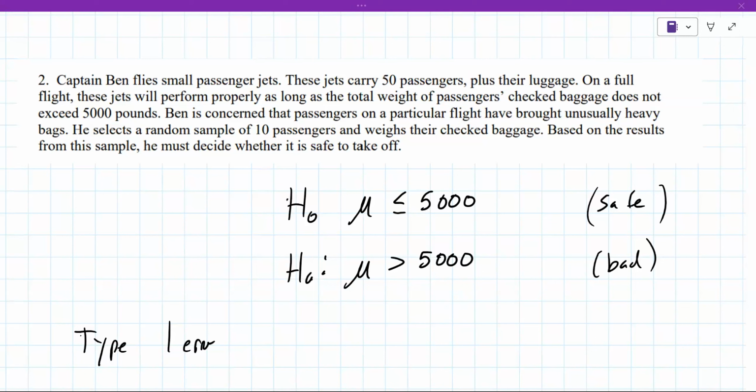It's like the other one, that it will still fly if it's over 5,000. Well, let's say you're Ben and you make a type 1 error. That means you're rejecting that it's less than 5,000 and you're saying there's more than 5,000 pounds. What does that mean in this scenario? What are you going to do if you can't fly with more than 5,000 pounds?